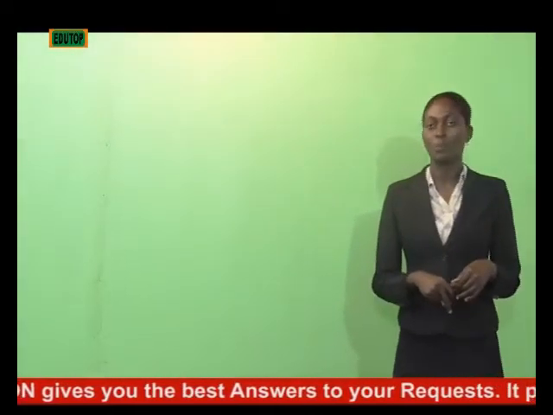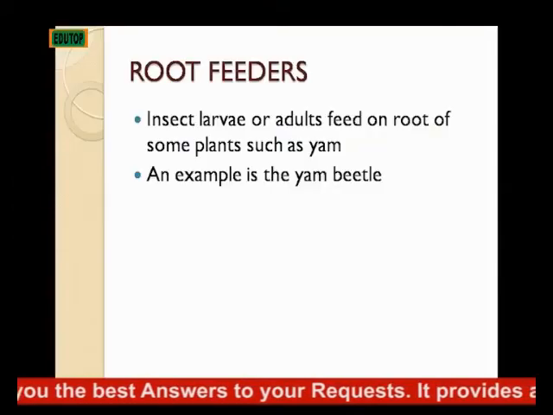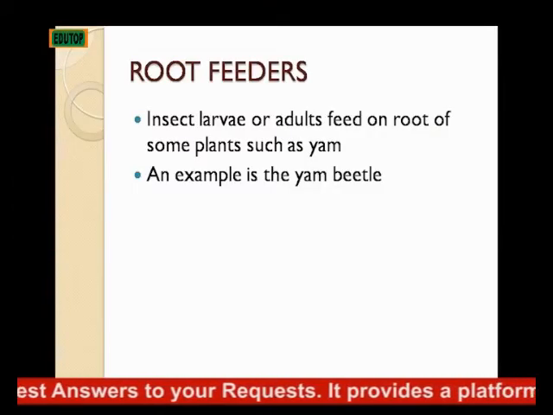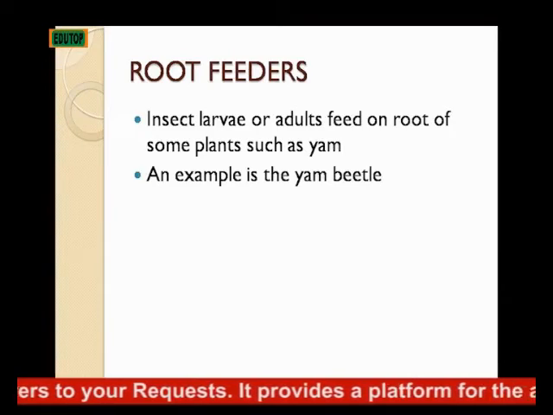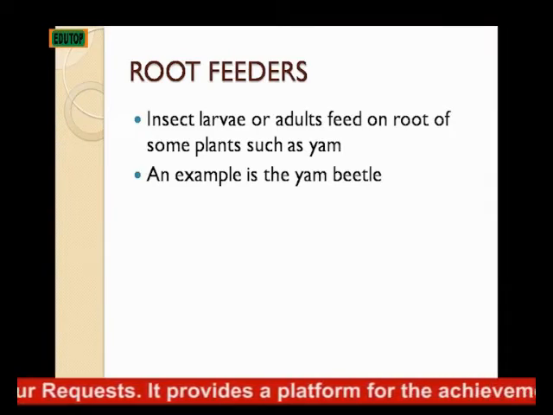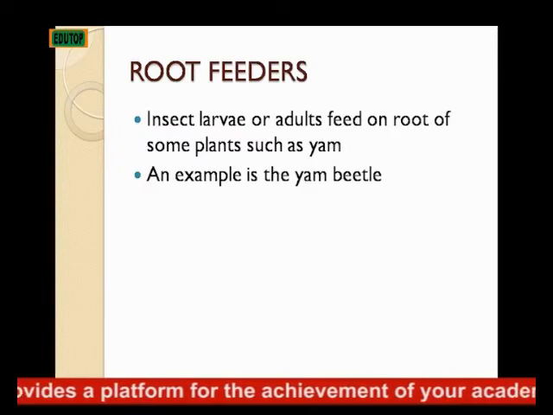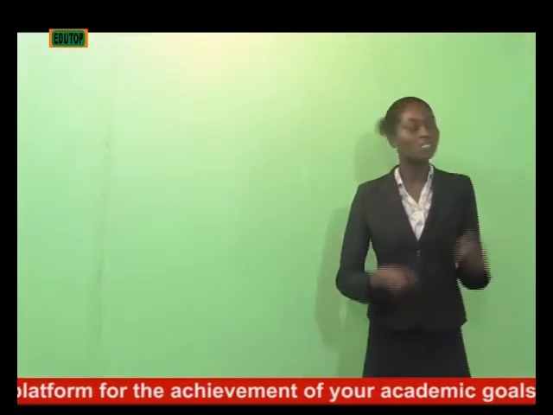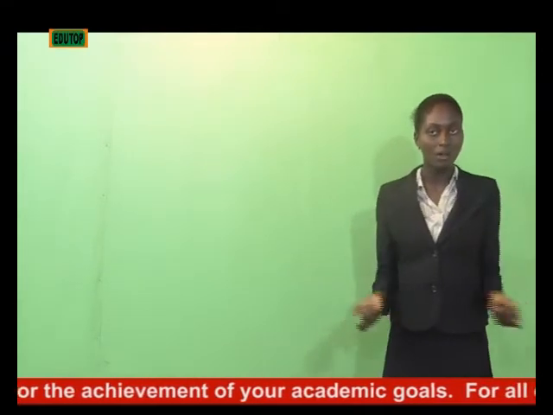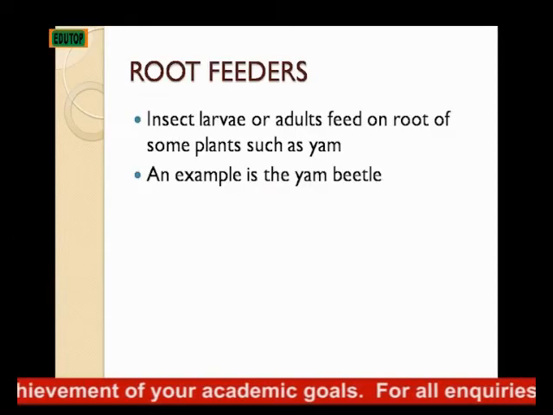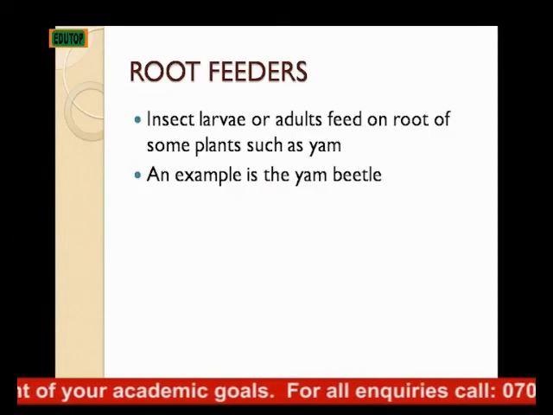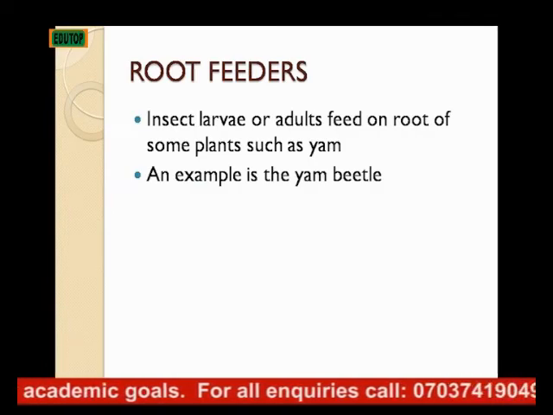Also, the next category of specialist pests, we have the root feeders. They are insect larvae or adults that feed on the roots of some plants such as yam. So when the roots, which anchor the plant to the soil, are destroyed, what happens? The plant is gone already. An example of such is the yam beetle. They feed on the roots of the plant.